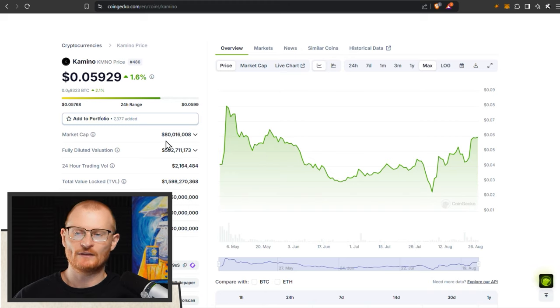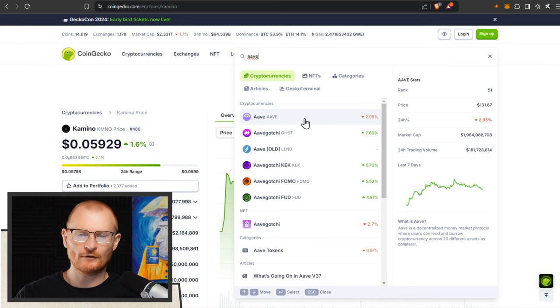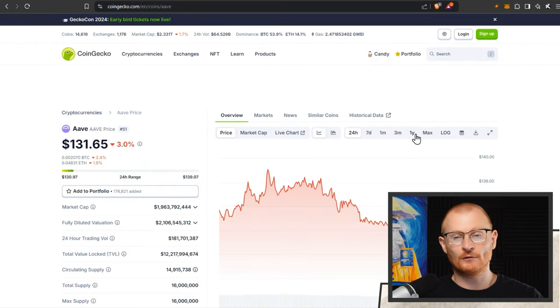Let's have a look at this. The market cap, 80 million. The fully diluted valuation, $592 million. And now let's go and compare it to Aave, still the GOAT. They'll always be the GOAT, probably for the foreseeable future.